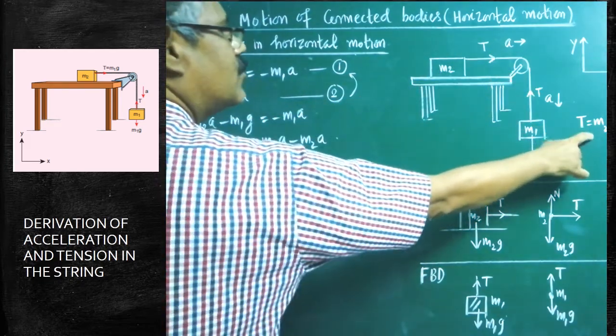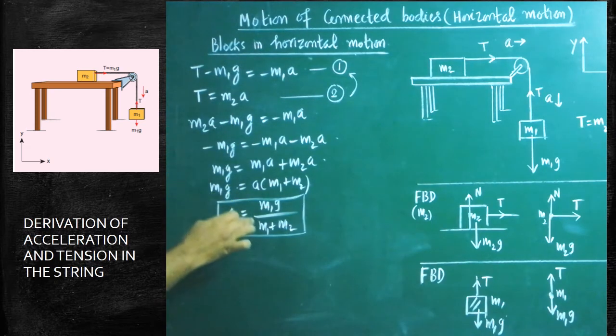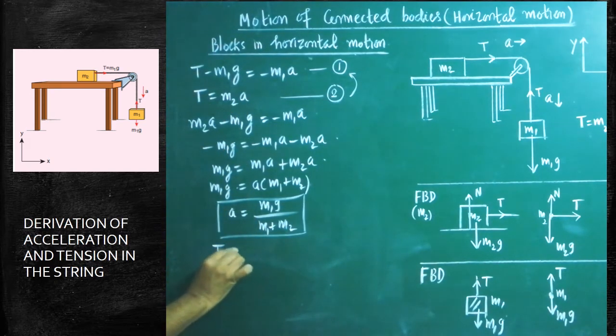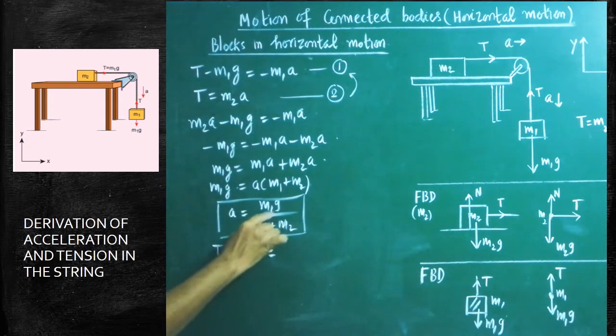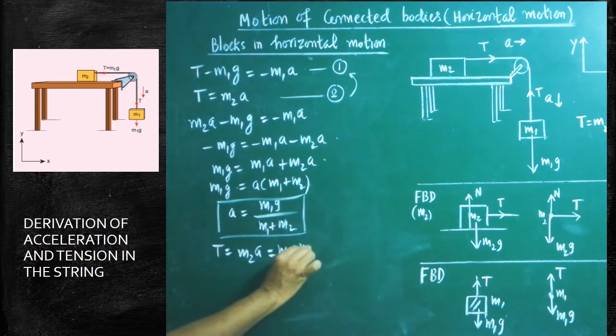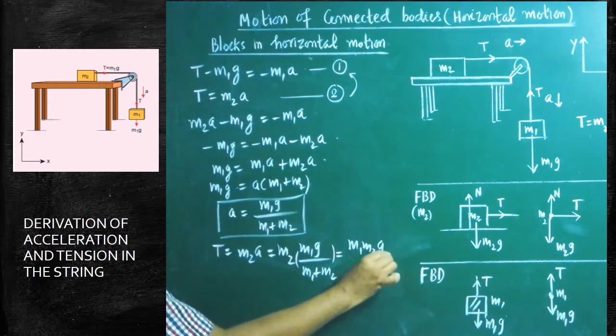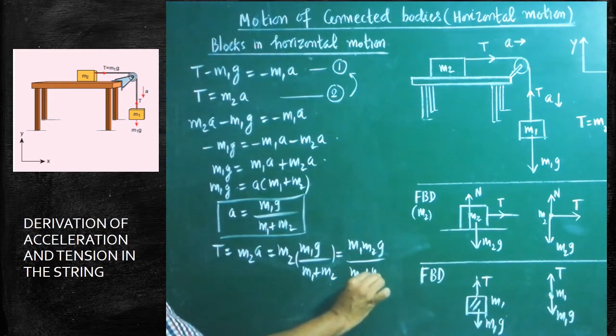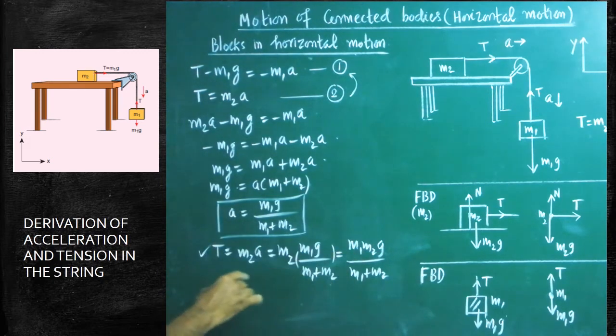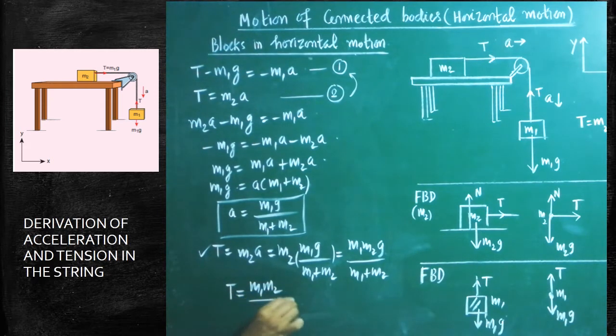Now we have to calculate the tension also. To calculate the tension, we can use the common equation we already found, and in the same expression A must be substituted. T is equal to M2 A. Substitute A here: M2 times M1 g divided by M1 plus M2. So finally you will get M1 M2 g divided by M1 plus M2. This is the expression for tension, and this is the expression for acceleration. Are you clear? So two expressions we have derived. I will block the expression of tension also. That is also a very important equation.